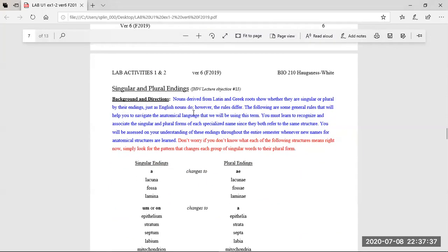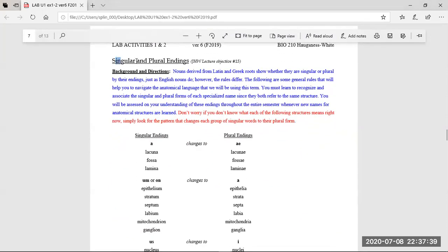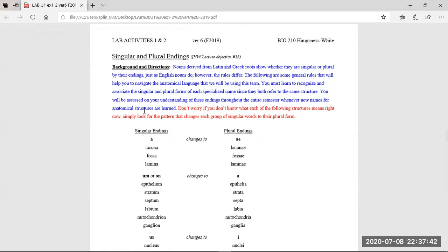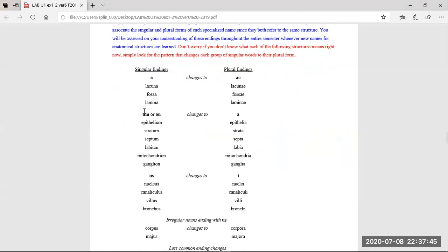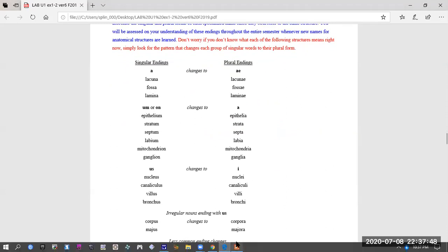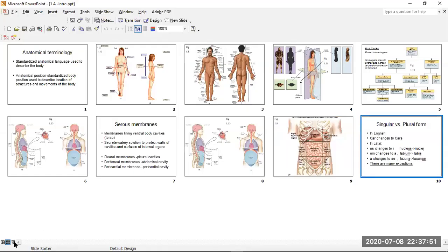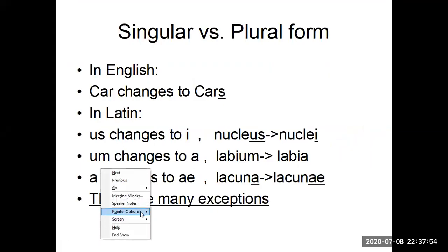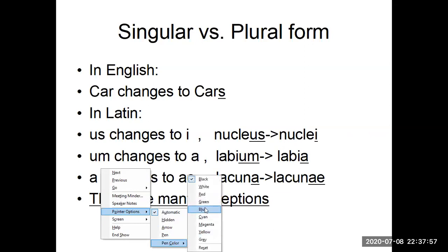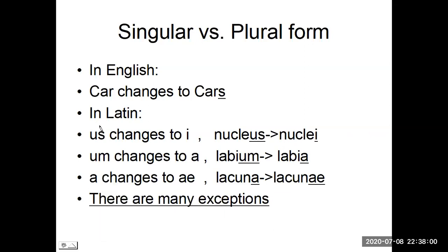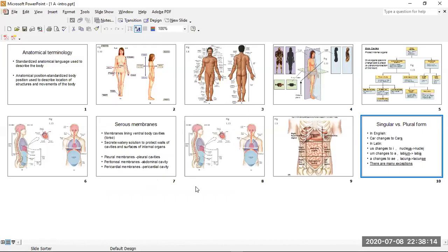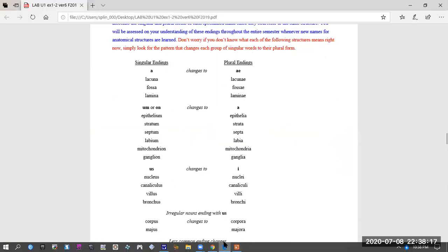And the final portion here is about the singular and plural forms of a word. We only want to focus on the ones that were already brought up in lecture. And I have that right here. So as we said, there's many other variations. There are some exceptions to the rule, but we only want to focus on these 3 examples here. So US to I, UM to A, adding an E at the end. So there should be some other examples here.